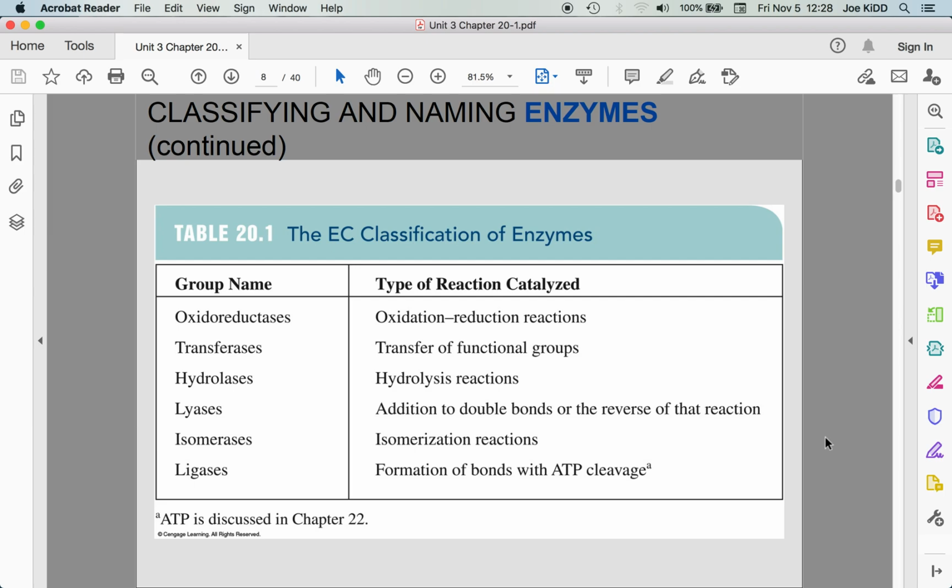So here are those 6 classes that we talked about originally. Pretty much all the types of work that an enzyme can do would fall under one of these categories, and obviously there are tons of subcategories under this, but these 6 classes kind of encompass all the types of different work that an enzyme can do.